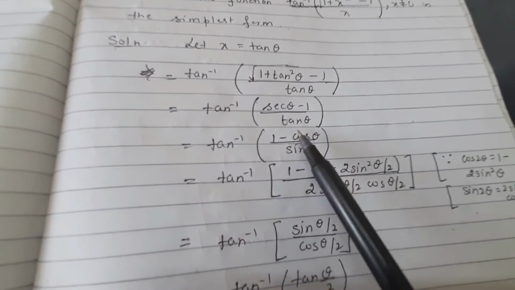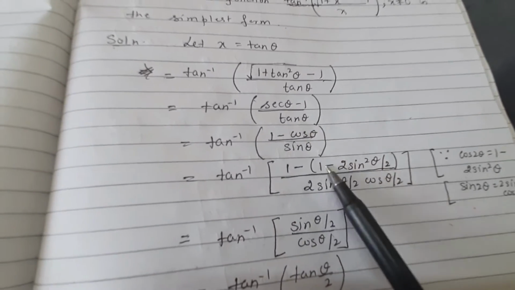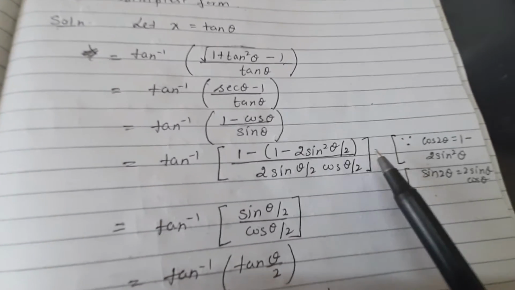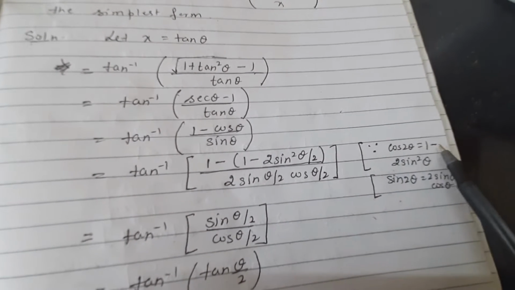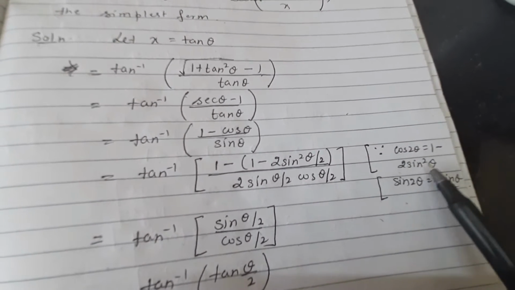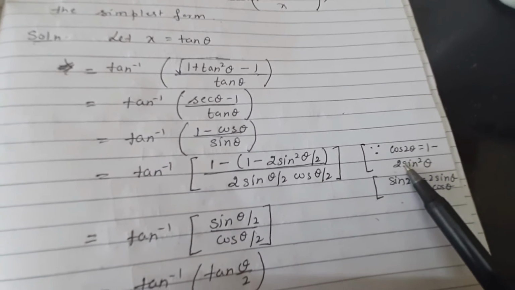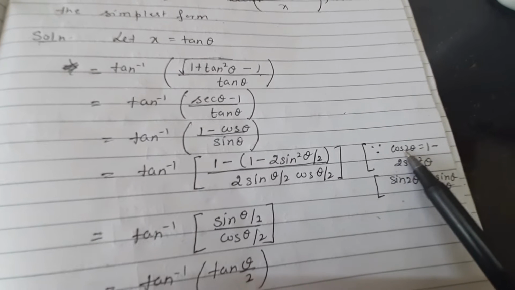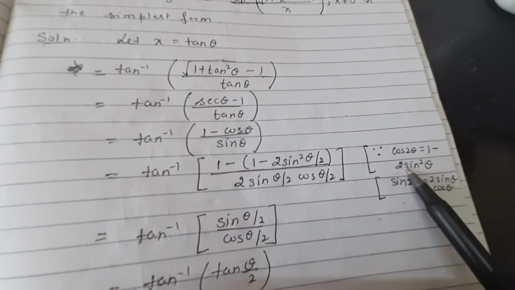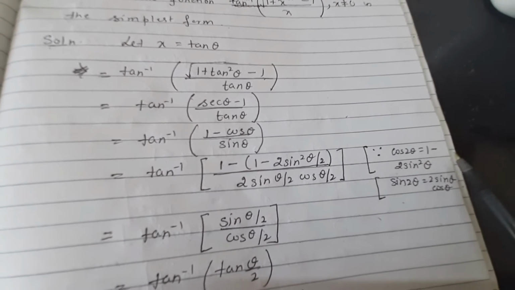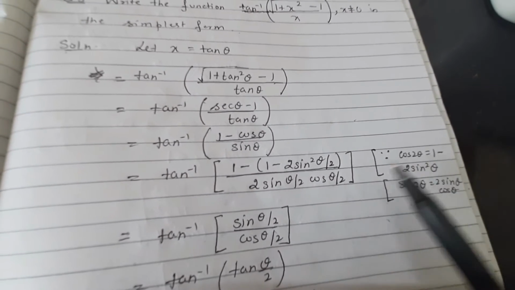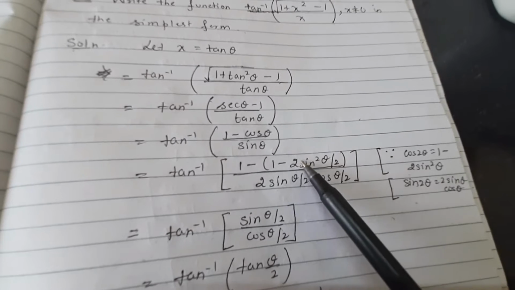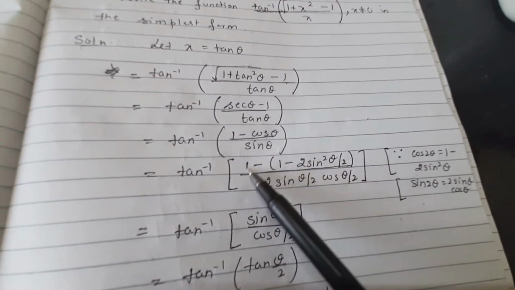So now I am writing cos theta as 1 minus 2 sine square theta by 2. This formula you have also learned in grade 11: cos 2 theta is 1 minus 2 sine square theta. We have derived it in grade 11 also, so you should know this. There are three forms of cos 2 theta: 1 minus 2 sine square theta, 2 cos square theta minus 1, and cos square theta minus sine square theta. We will use this one so that my 1 gets cancelled.